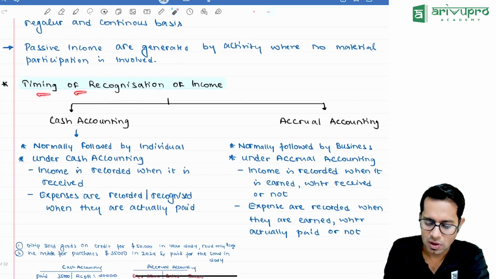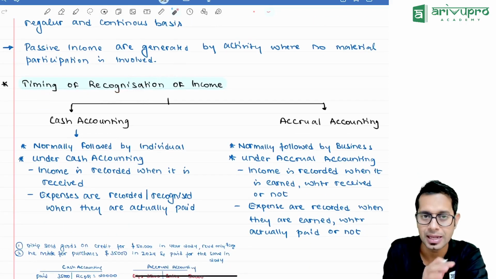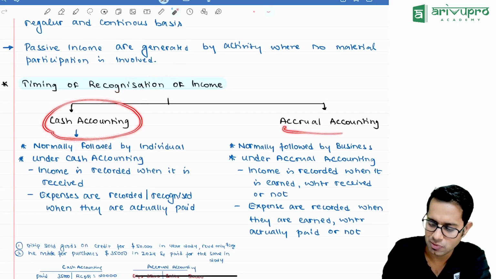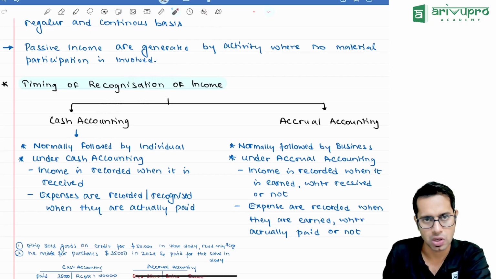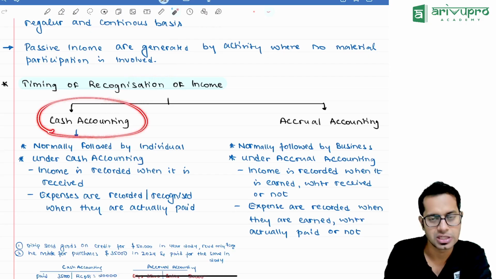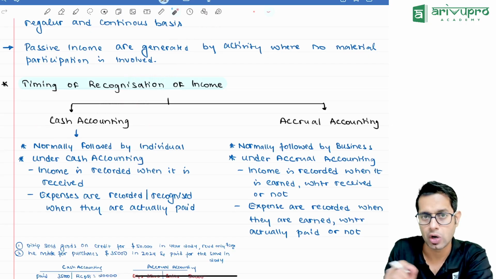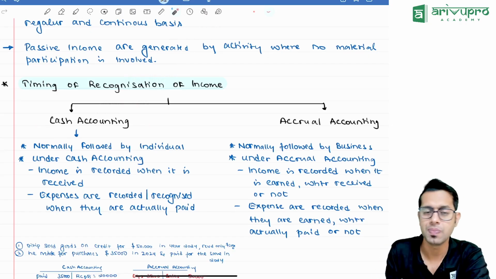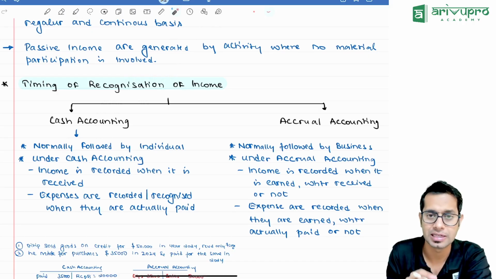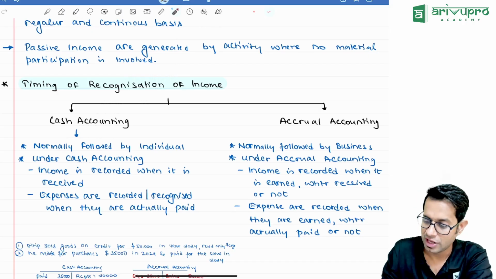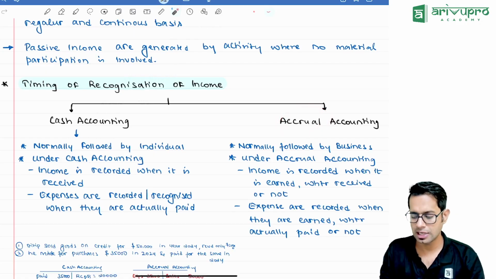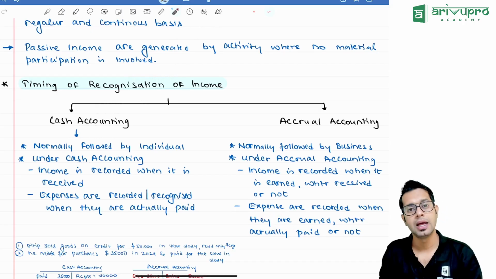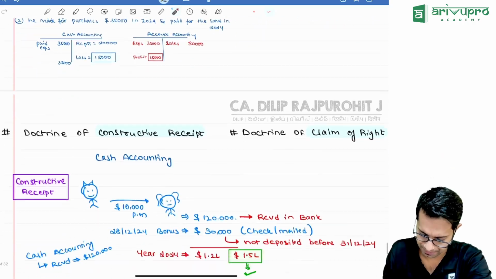Then timing of recognition. When should I recognize the income? That depends on what accounting system you have followed, whether accrual accounting system or cash accounting system. If you are following cash accounting system, normally income is recorded when that income is received by you. Expenses are recorded when those expenses are paid by you. Whereas the accrual system says income is recorded when the income is earned. Expenses are recorded when the expenses are actually incurred. Whether they are actually paid or not, it does not matter.